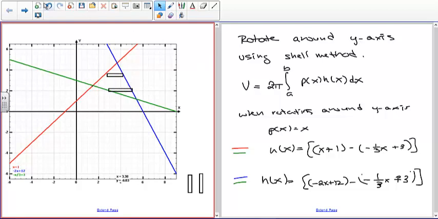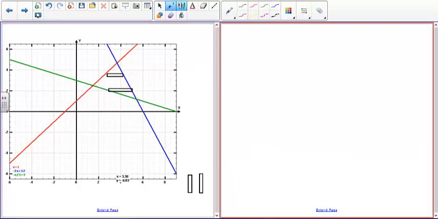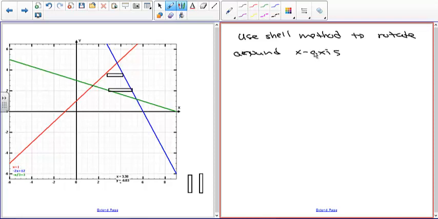So what we're going to do with that is use the shell method to rotate around the x-axis. So we've done the washer method around the x-axis. Now we're going to do the shell method around the x-axis, and then we'll do the washer method around the y-axis.